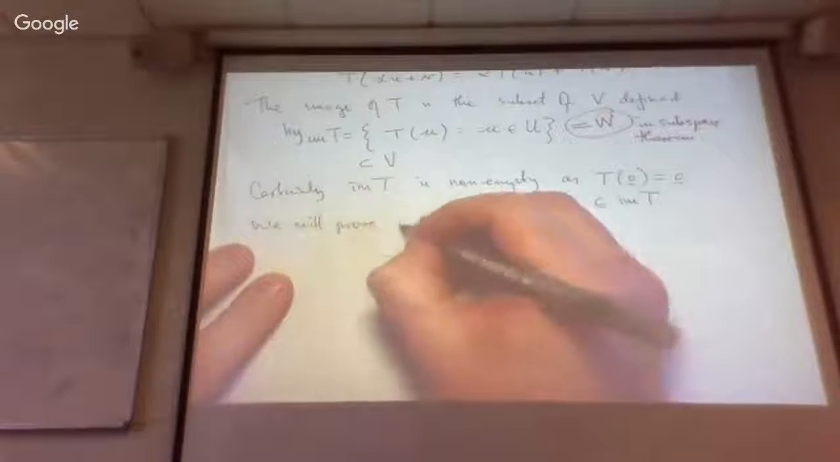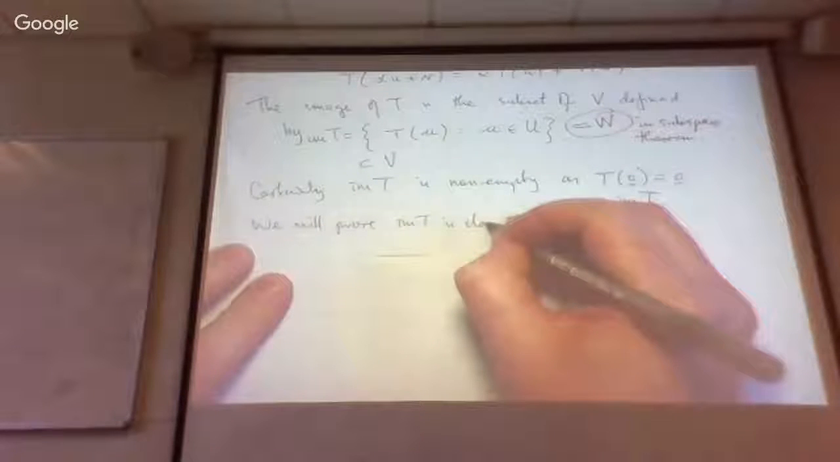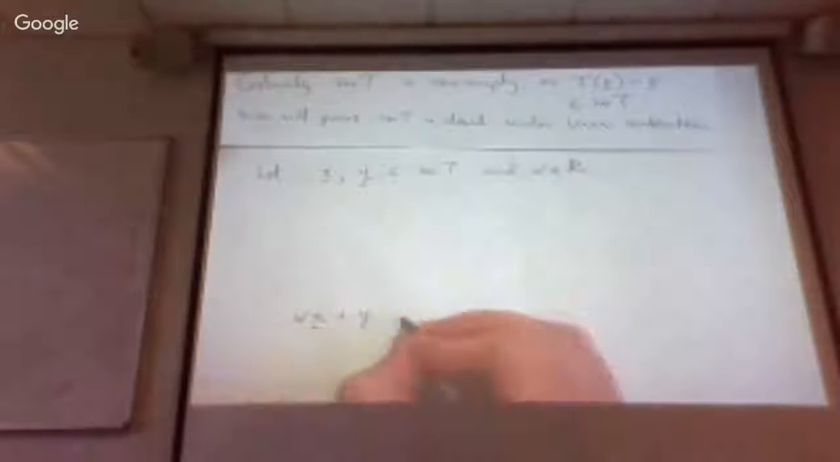So now to prove the condition in the subspace theorem, we will prove that the image is closed under linear combinations. So let vectors x and y be present in the image of T, and alpha be any scalar. We have to show that alpha x plus y, this is the conclusion we want to get to. We want to be able to show that alpha x plus y is also present in the image. That's the conclusion we're trying to get to.